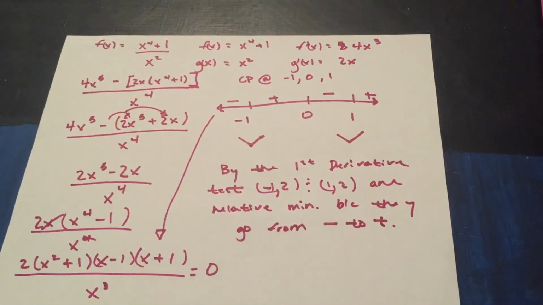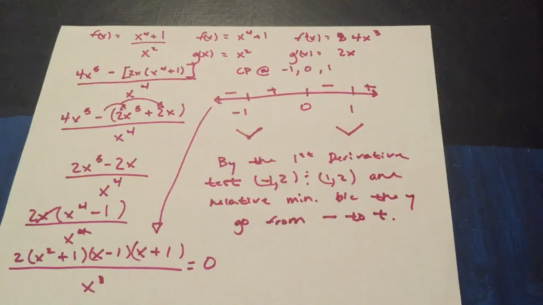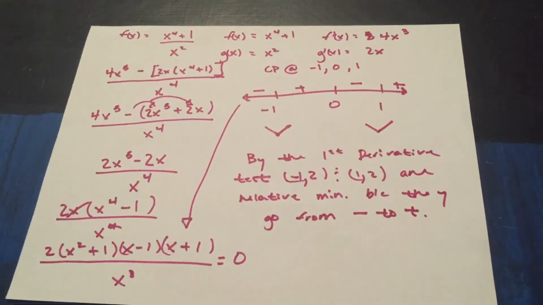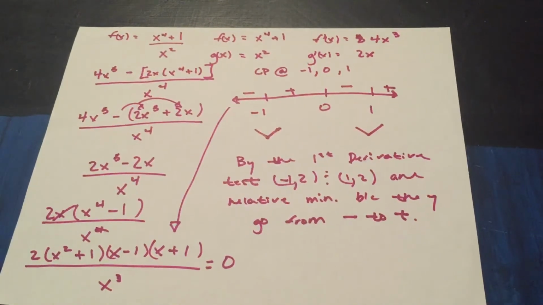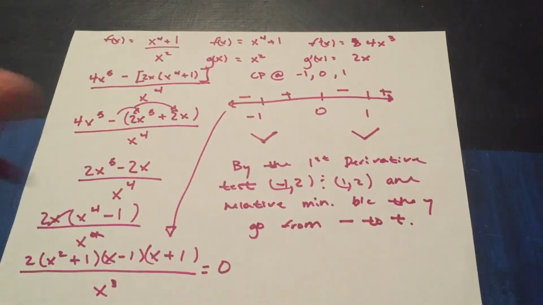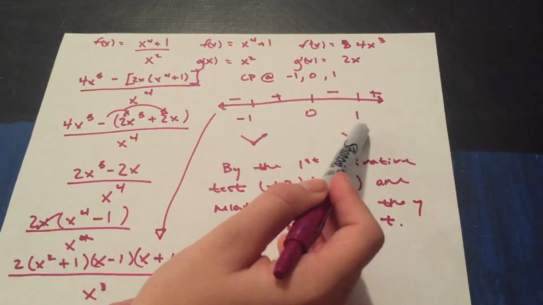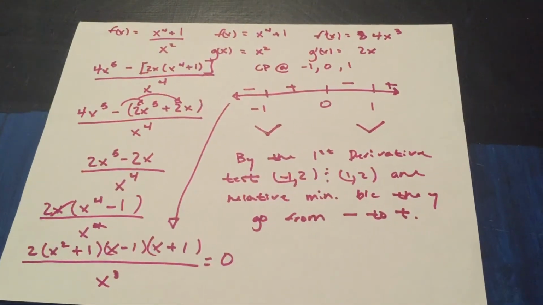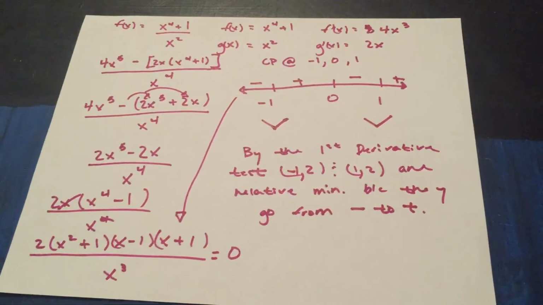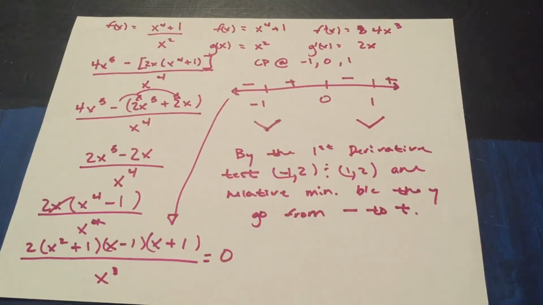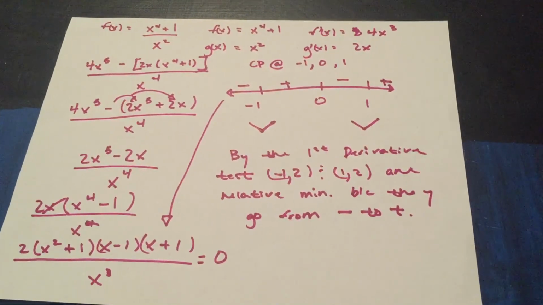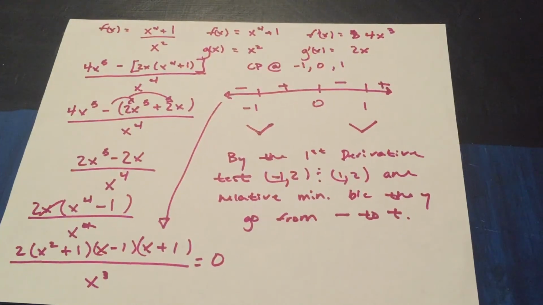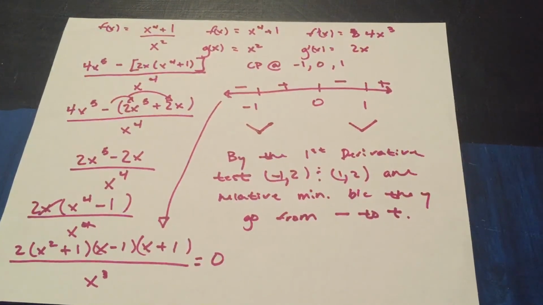You always find your derivative, set it equal to 0, find your critical points, and you know your critical points are where the derivative is 0 or does not exist. So in this case, -1 and 1 are where it's 0, and 0 is where it does not exist. Then you find the test values in the intervals, and then you see where it goes from negative to positive, so it's a minimum, and positive to negative, where it's a maximum. So that's the first derivative test.